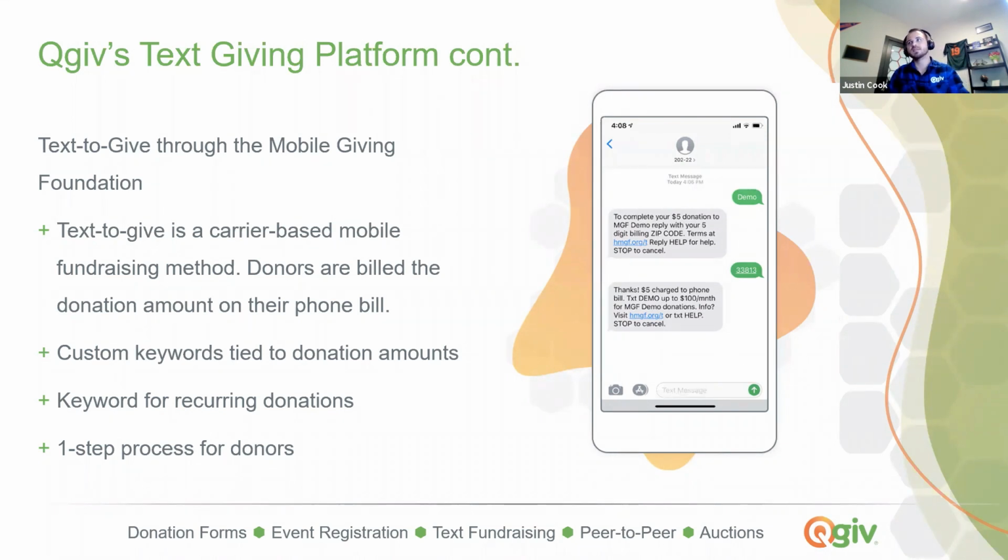Basically all that means is that when donors enter your keyword and the short code, the donation amount is automatically billed to their phone bill. So they don't have to go to a donation form. It'll just be charged to their phone bill, and all of that will be handled through the Mobile Giving Foundation.